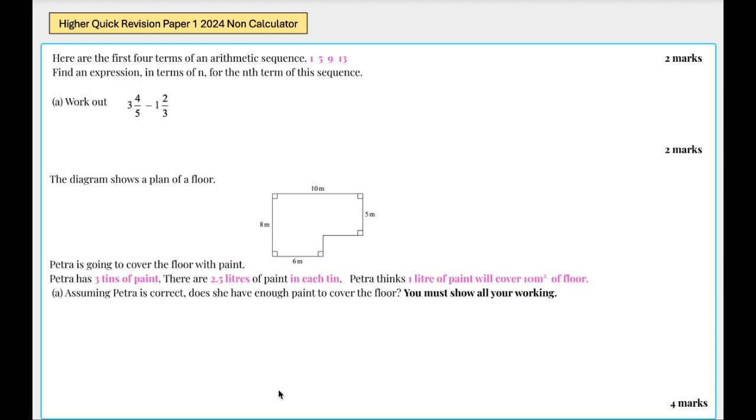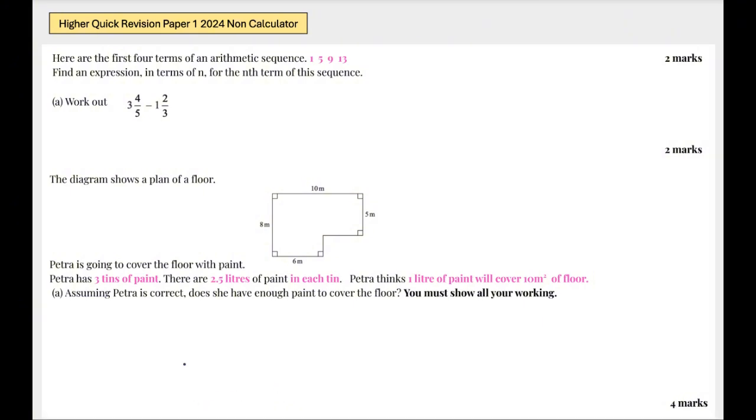Hi guys, this is a Higher quick revision, Paper 1 2024, non-calculator. So this will be the beginning of the paper, so you'll find these super easy. Or if you're on Foundation paper and you want to challenge yourself, because these questions could well be in yours towards the back of the paper, make a note of it and I'll try and do it as simply as possible.